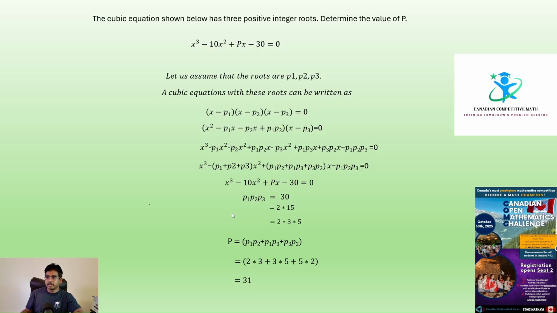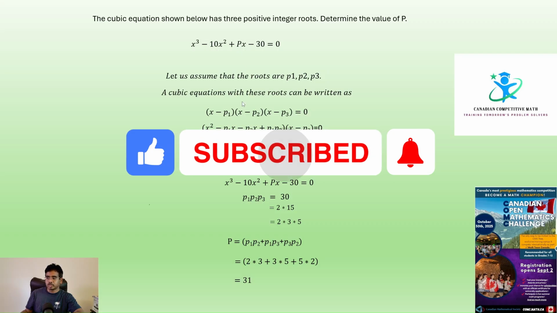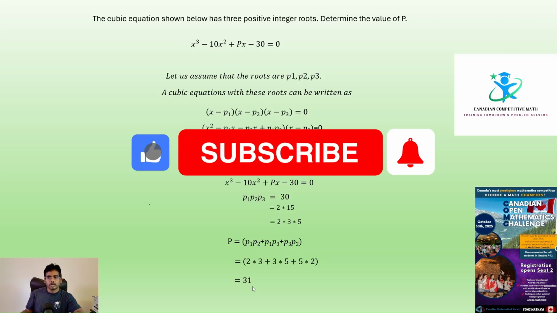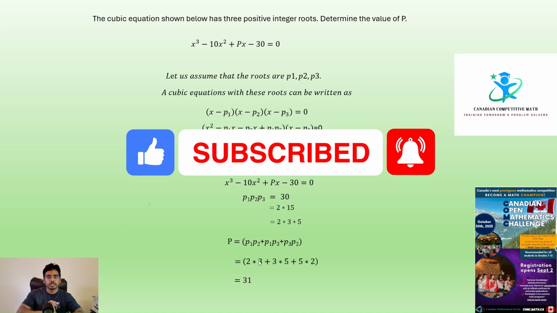So the conclusion of this problem is, if this expression has three positive integer roots, the roots should be 2, 3 and 5. And since the roots are 2, 3 and 5, the coefficient p here should be equal to p1p2 plus p2p3 plus p3p1, which becomes 31. So this is a combination of factorization and algebra.